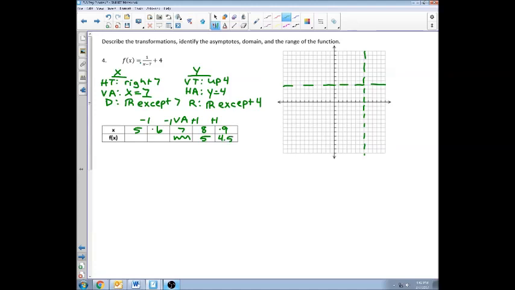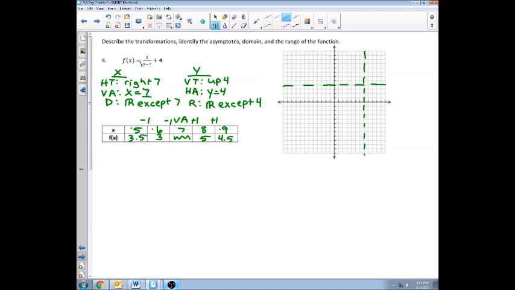On to 6, going in for our x. 6 minus 7 is -1. So 1 over -1 is -1. Plus 4 would be 3. Put 5 in for x. 5 minus 7 is -2. I have 1 over -2, which is -1/2. -1/2 plus 4 is 3.5.